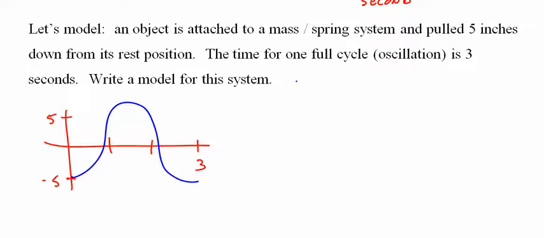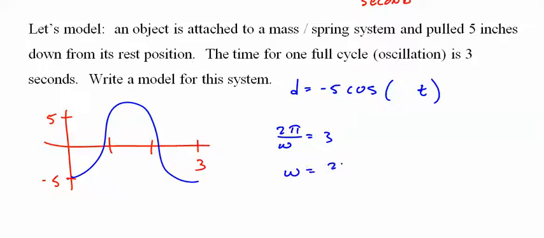So write a model. The distance is, well, it's -5 because it starts at the bottom. It's a cosine graph. And there's something times t. So the only math we have to do is say 2 pi over omega equals 3. Tiny bit of math there. Omega equals 2 pi over 3. And that's what goes inside.